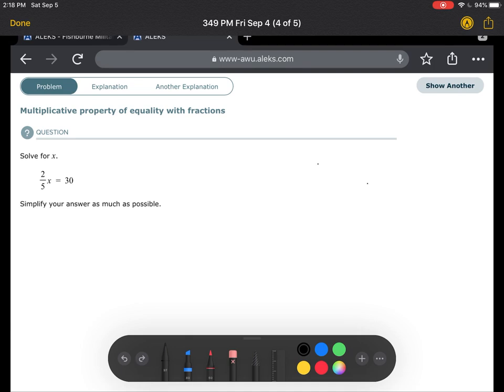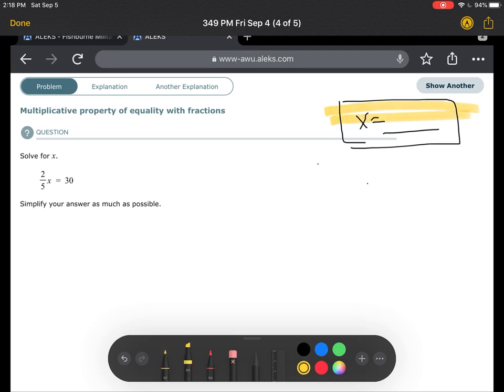Okay, so the goal for this question is to get to the point where you say x equals something. When we get to x equals, it doesn't have to be pretty, it doesn't have to be fancy, it's just x equals whatever. We are done. So this is the goal. Once we get to this point, you might have to simplify a fraction or something, but for the most part, you're done.